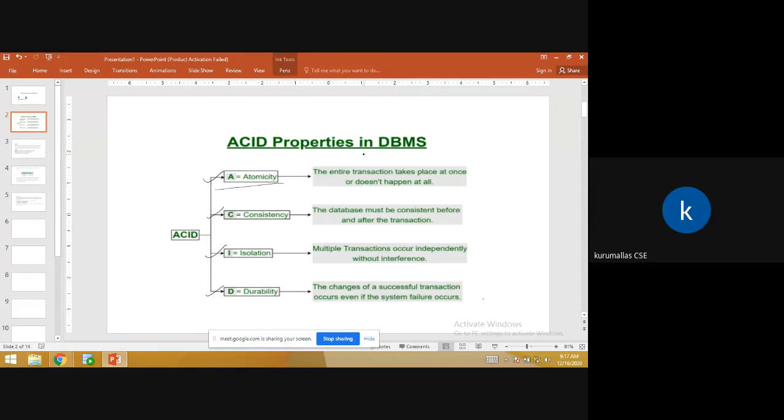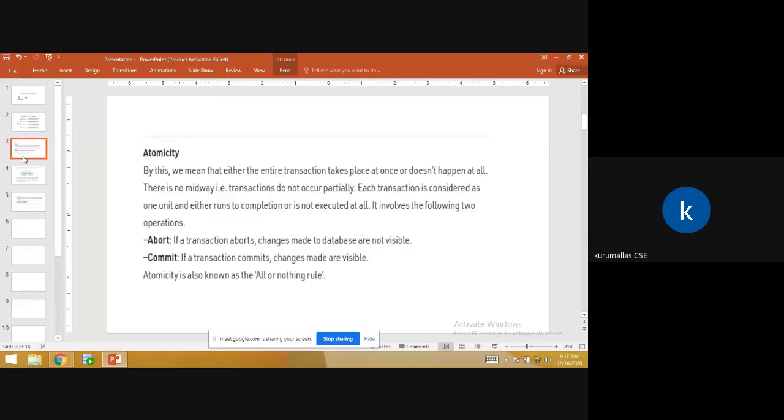So if you see here, atomicity, right? Atomicity means, by this we mean that the entire transaction, three lines, meaning what is the meaning? All or nothing. The transaction is considered as one unit. It either runs to completion or it is not executed at all, right? That is the meaning of all or nothing.